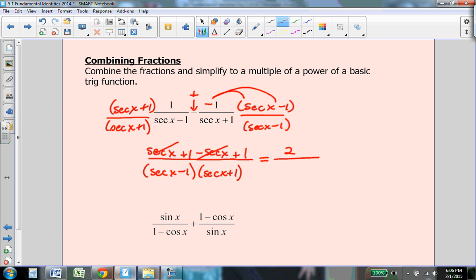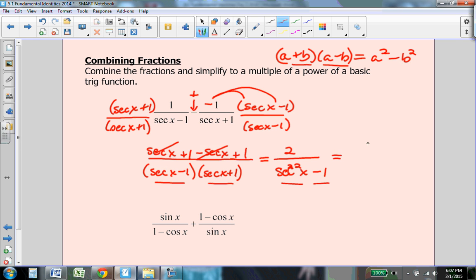And down here, well, I've got the secant squared of x minus 1. I've multiplied those together. Notice that that comes from doing something like a plus b times a minus b. When we multiply that out, we end up with a difference of squares. These are conjugates, exactly the same, but one is plus, one is minus. That ends up being a squared minus b squared. And that's exactly what we have here, secant squared of x minus 1.